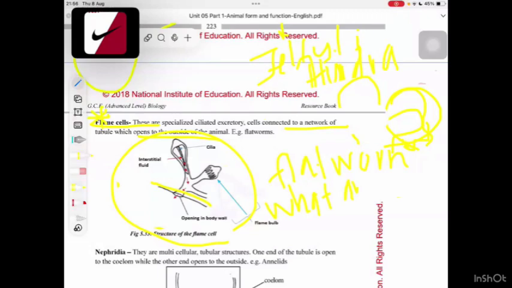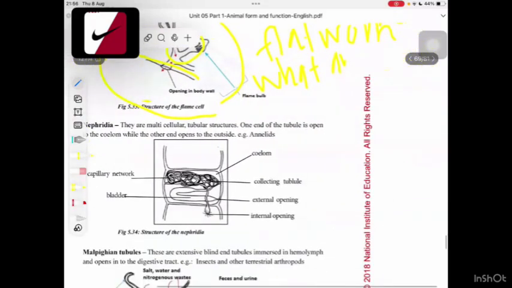What are flame cells? Flame cells are specialized ciliated excretory cells connected to a network of tubules which opens to the outside of the animal, right? So you have to learn this definition. What are they? They are specialized and ciliated. They are excretory cells, and they are connected to a tubule which opens to the outside of the animal. An example is flatworms, right?